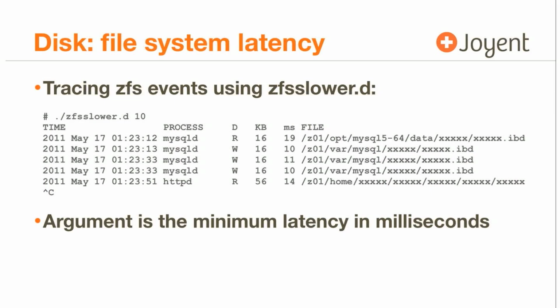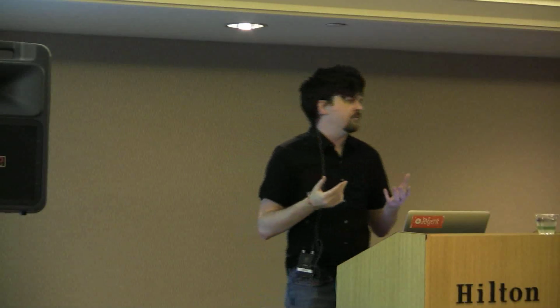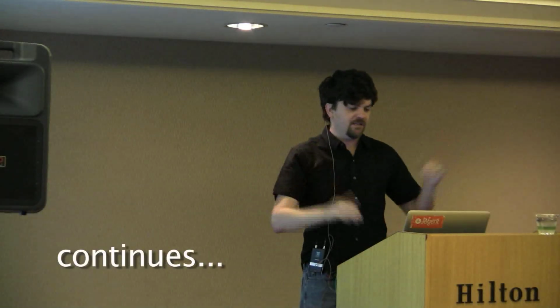Another favorite tool of mine is zfsslower, which I put in the DTrace book. This takes a millisecond argument, so I can say I just care about file system I/O that was longer than 10 milliseconds. The customer's complaining about slow I/O, so cut out all the fast stuff, just show me the really slow ones. And instead of summarizing, it gives me a trace.